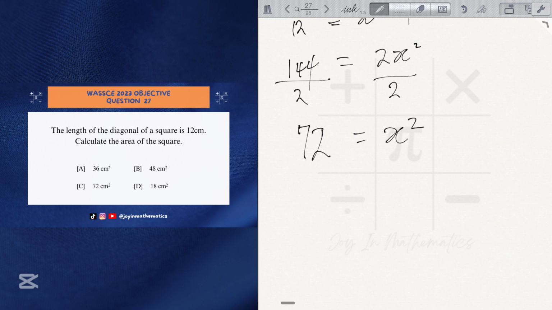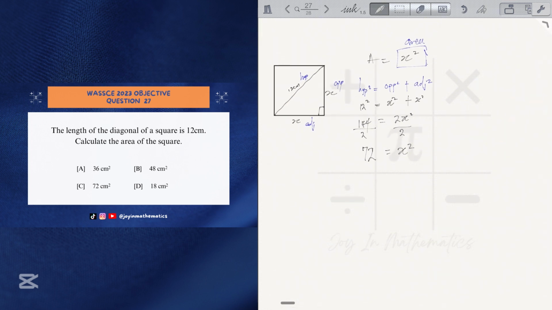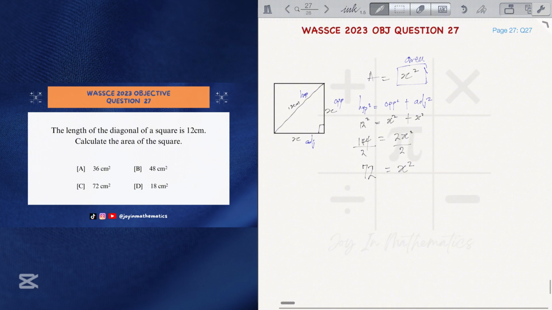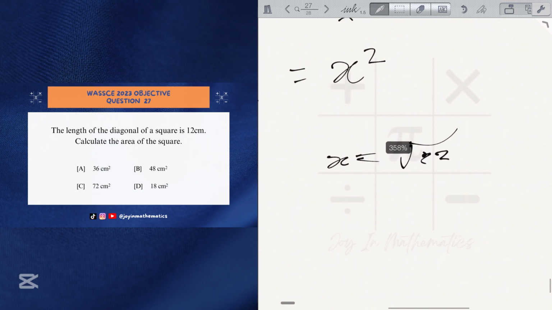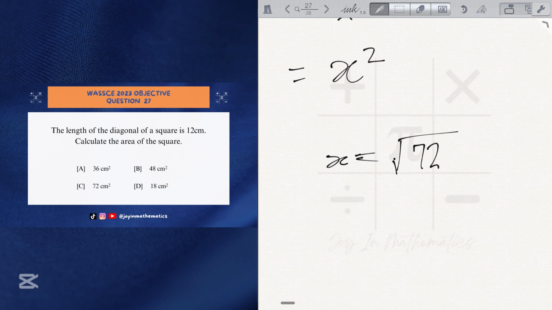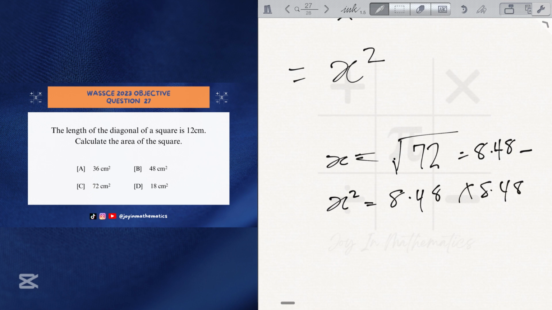Now, do we need to go further to find the value of x, or should we just say that the area is equal to 72 centimeters squared? Well, even if we find the value of x here and say that x is equal to the root of 72, which is 8.485 centimeters, then x squared will be this multiplied by 8.485, and we will have approximately 72 centimeters squared.